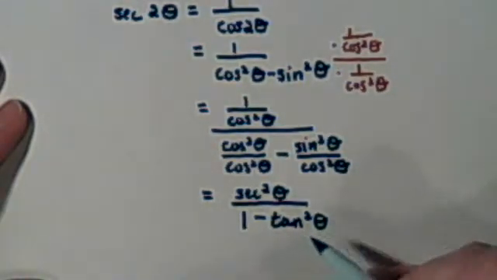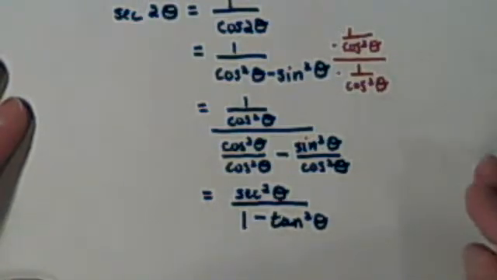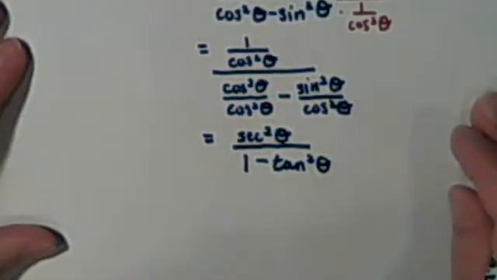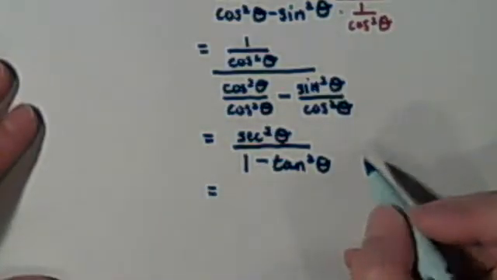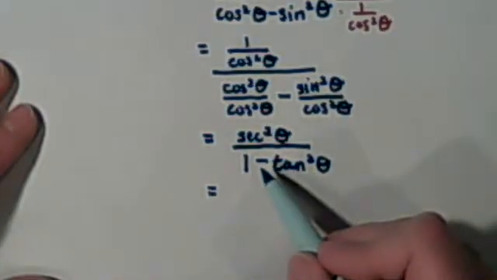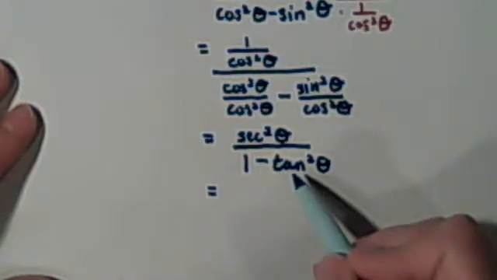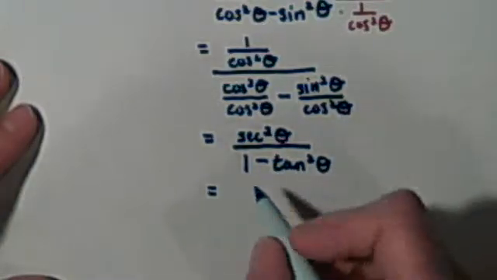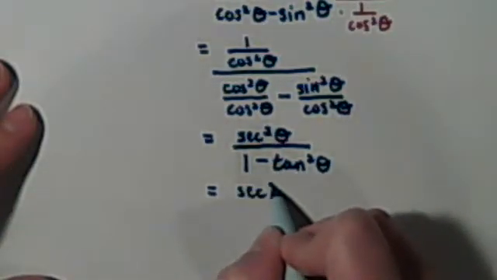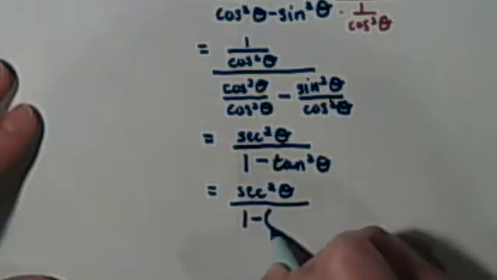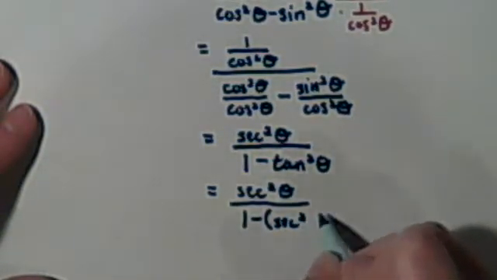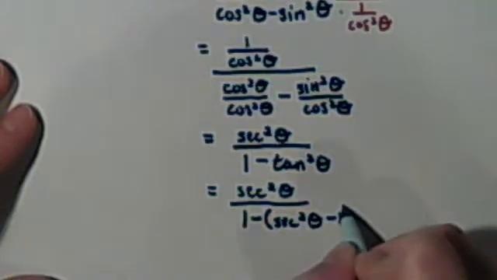Now I have a Pythagorean identity and I can make another substitution in here. Now I actually don't want to make an entire substitution because again this is a minus, not a plus. So I can substitute in secant squared theta minus 1 for tangent squared theta. So when I do that, I end up with 1 minus, secant squared theta minus 1.